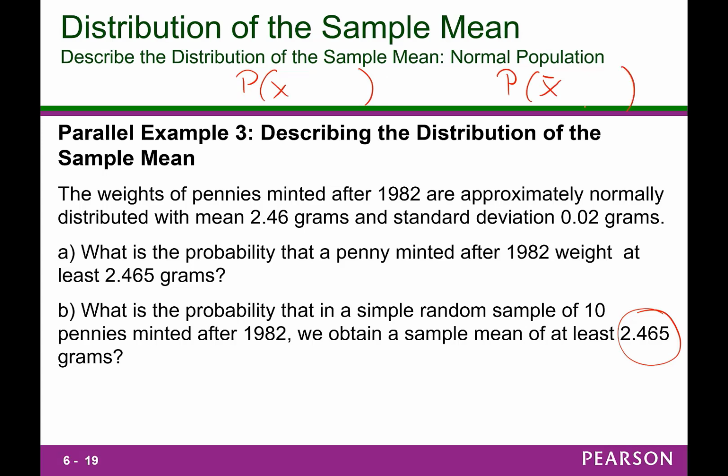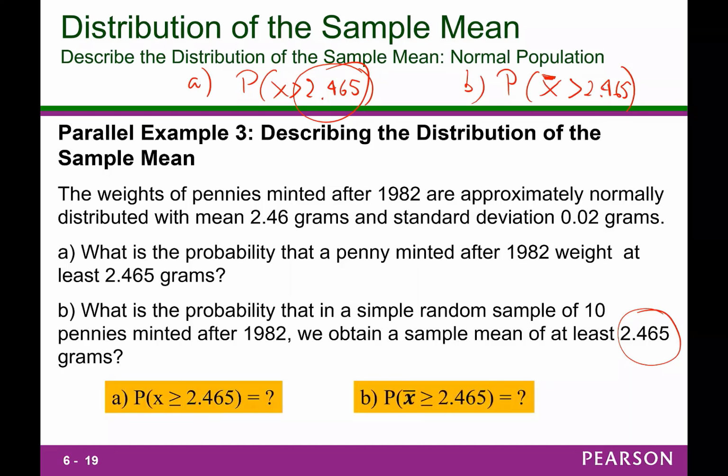In both cases, they are asking for greater than 2.465. But in part A, the problem is asking for the probability that any penny selected randomly weighs more than this quantity. In the second case, the problem is asking for the probability that a sample of size 10 has a mean greater than 2.465. These are the two questions that we need to solve in this problem.